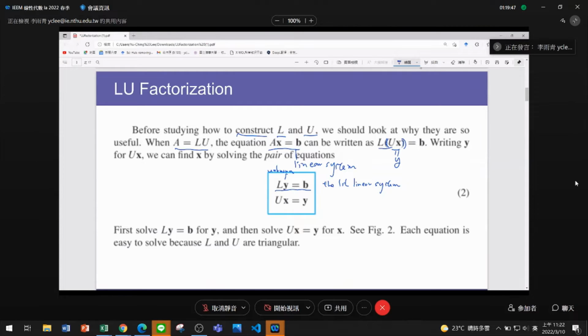So this is still a linear system, even though the matrix we are working with here is L. It still satisfies the format where we multiply matrix L times some unknown vector y equals some known vector b, and then we solve for y. After we obtain the y vector, we are going to solve the second linear system.